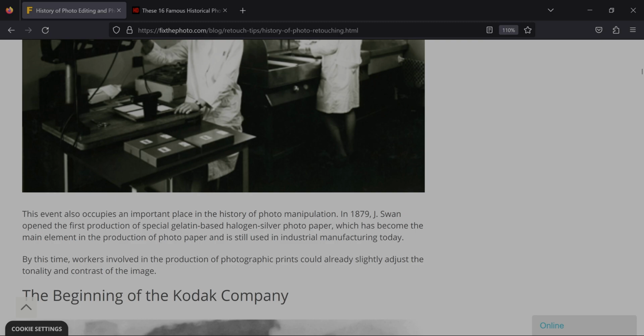This event also occupies an important place in the history of photo manipulation. In 1879, J. Swan opened the first production of special gelatin-based halogen silver photo paper, which has become the main element in the production of photo paper and is still used in industrial manufacturing today.